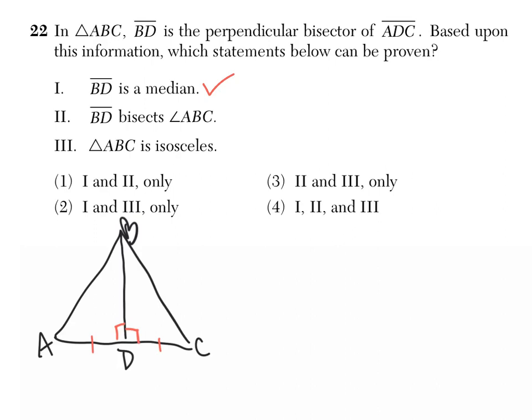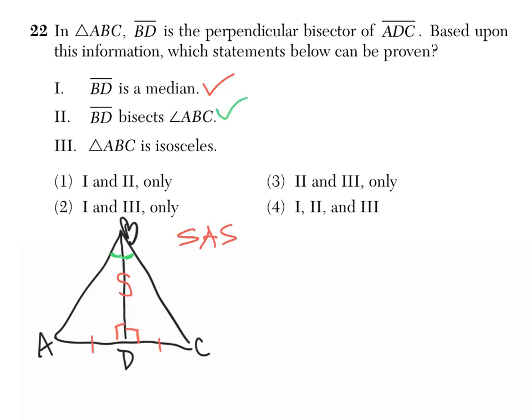Let's see if we can prove that these are congruent. These 2 triangles are congruent, and I know that they share this side. This is the reflexive property, of course. So we can prove that these 2 triangles are congruent because of SAS. And if that's the case, we remember that corresponding parts of congruent triangles are congruent. And we know that this angle equals this angle. So BD bisects angle ABC. We can prove that right there.